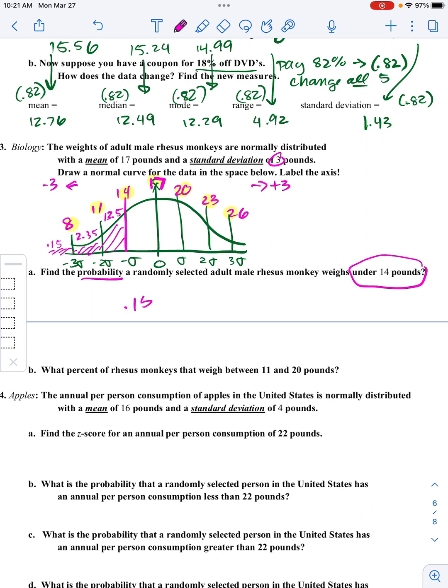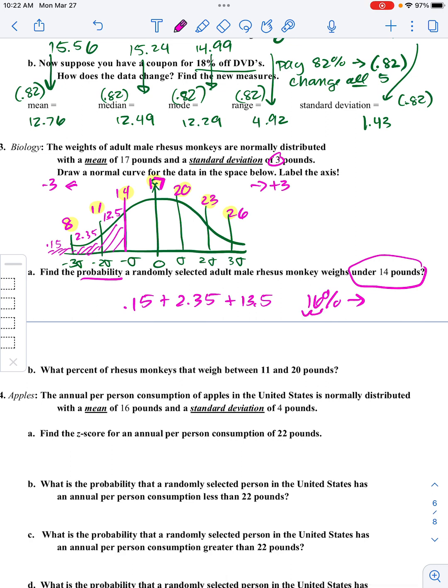So when I add those three pieces that are all to the left or less than the number they gave me, I add them up, I get 16%, but as a probability, that's going to be 0.16, sorry. And all I'm doing is I'm taking the decimal here and scooting it over 2 to the left. So 0.16 is my probability.